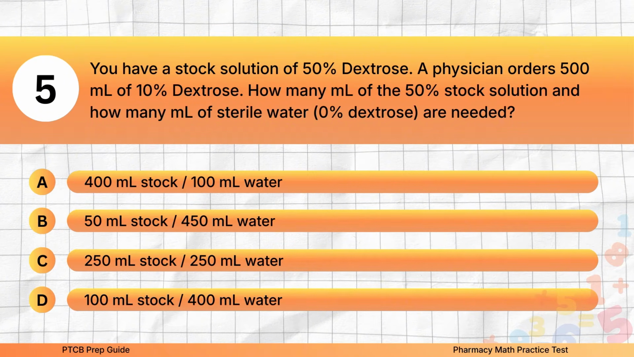B, 50 milliliters stock and 450 milliliters water? C, 250 milliliters stock and 250 milliliters water? Or D, 100 milliliters stock and 400 milliliters water? This one can be tricky, so pause the video now. Do your math, and when you resume, we'll verify the mixture together.